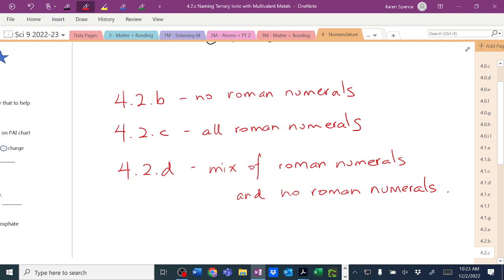Okay, so we need to have mono on the second word. We don't put it on the first word. Like here we didn't put it on N, but we do have to put it on the second word. Okay? Yeah, absolutely.